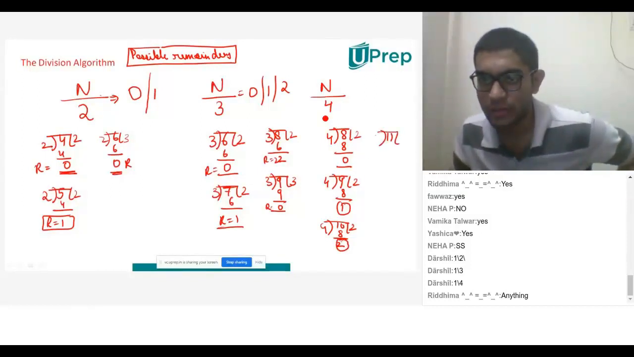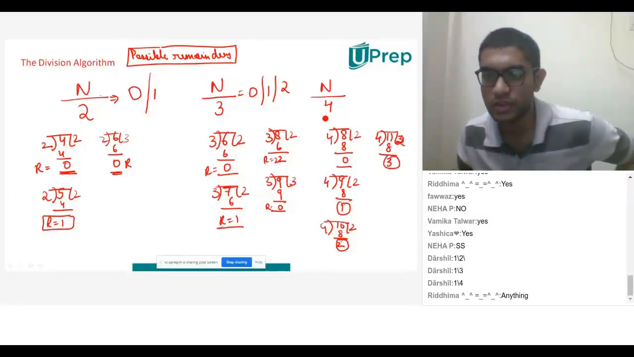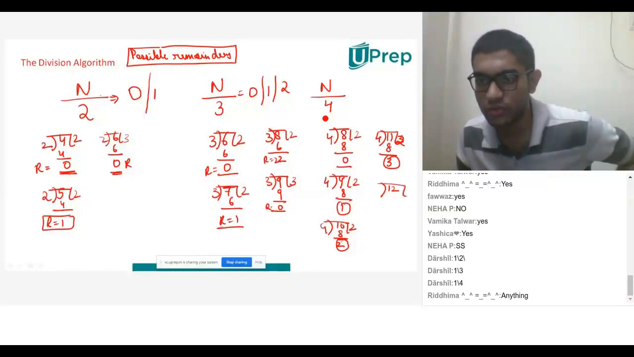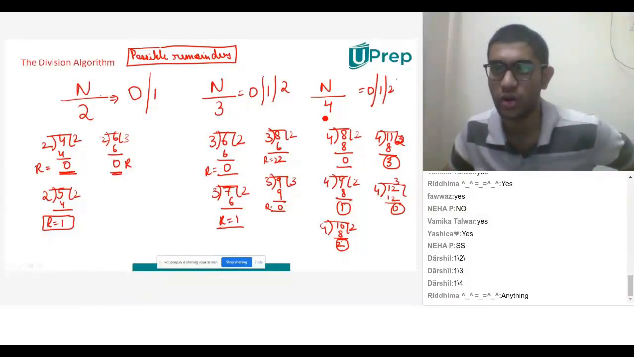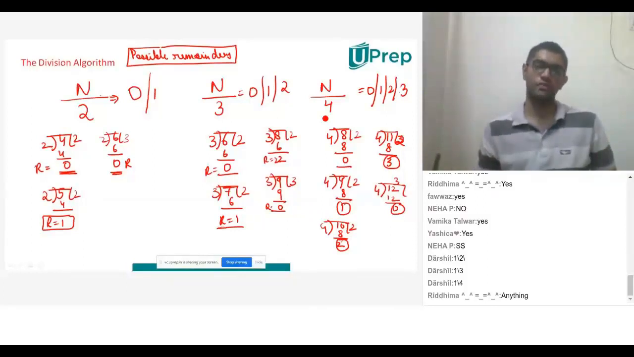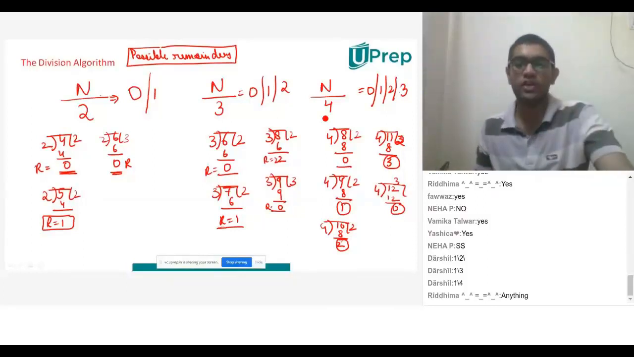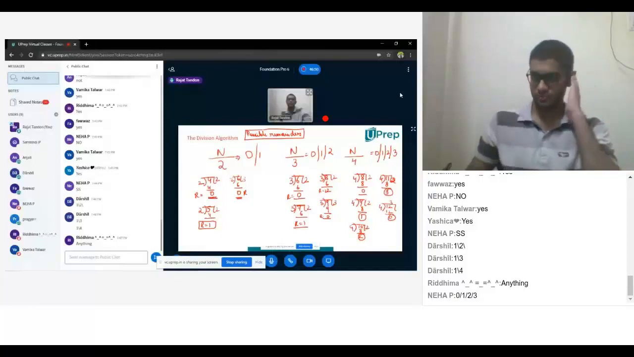11 by 4: 4 2s are 8, remainder 3. What if I again increase it to 12? 4 3s are 12, remainder 0. What are the remainders that I was able to get? It's either 0 or 1 or 2 or 3. What can you guys observe from here?